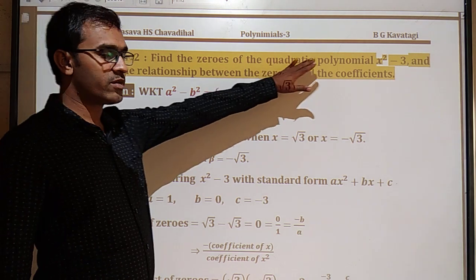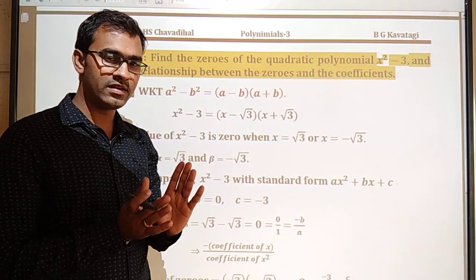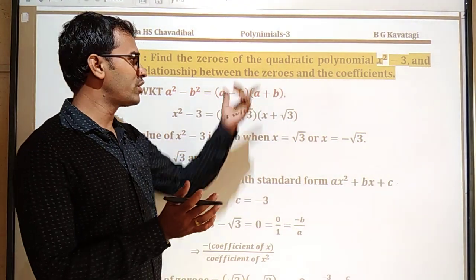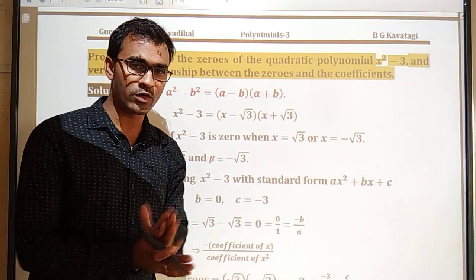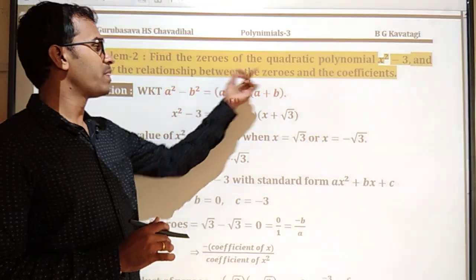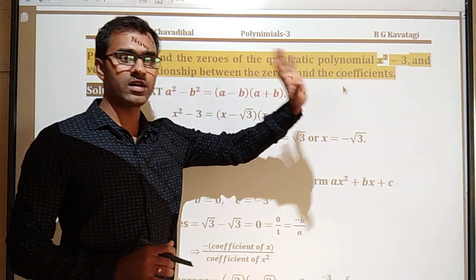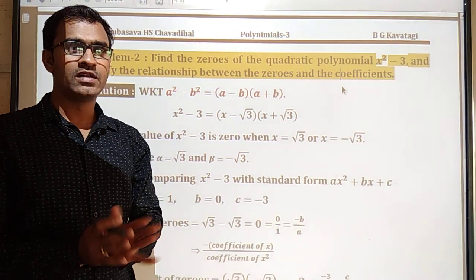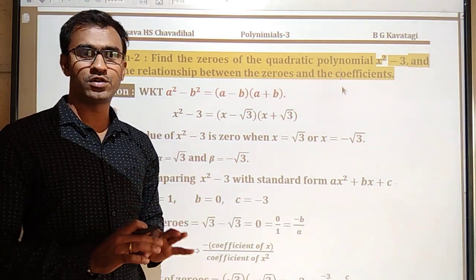To find the zeros of a quadratic polynomial, we first find the zeros of the polynomial function. Next, we compare the zeros with the coefficients of the polynomial, and then find the sum of zeros and the product of zeros.